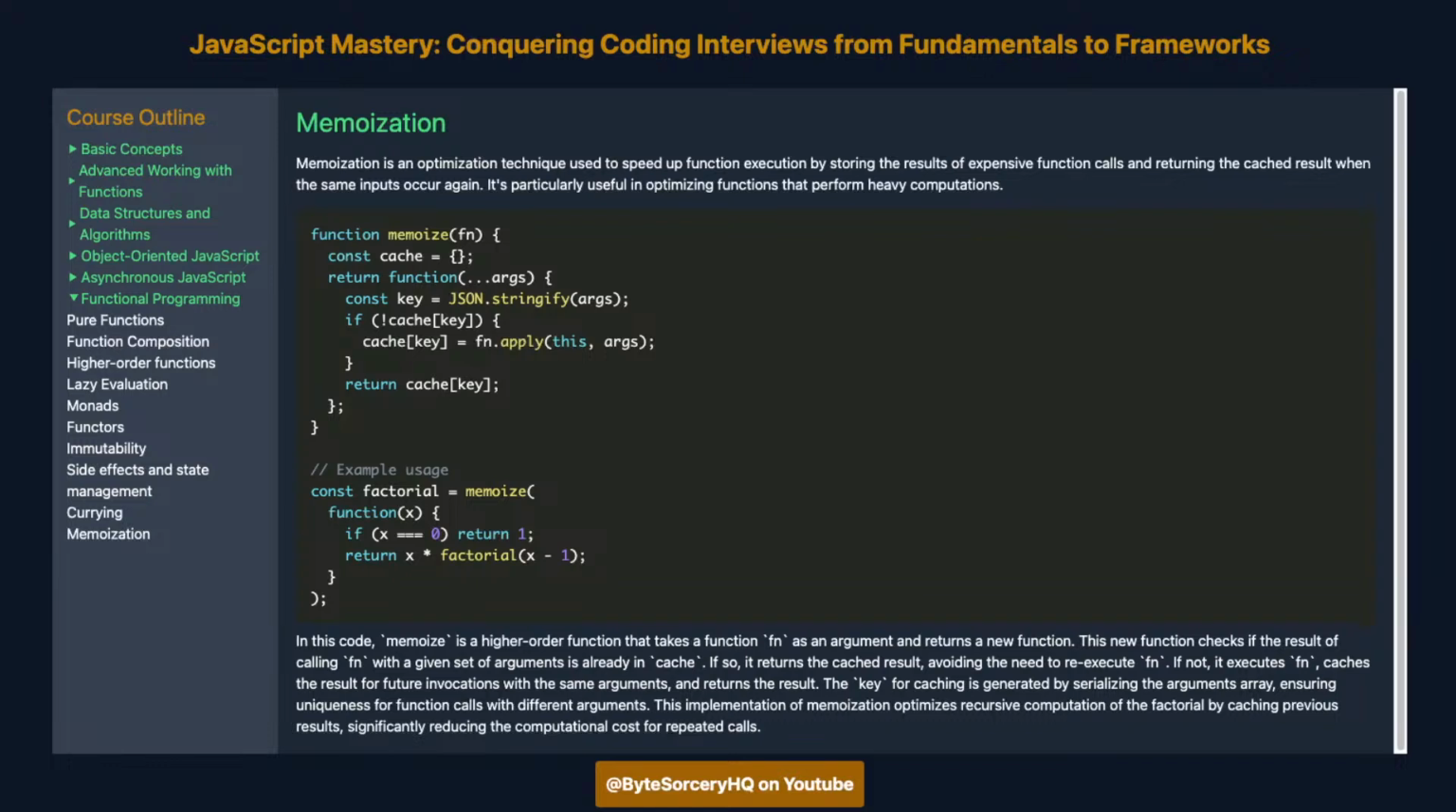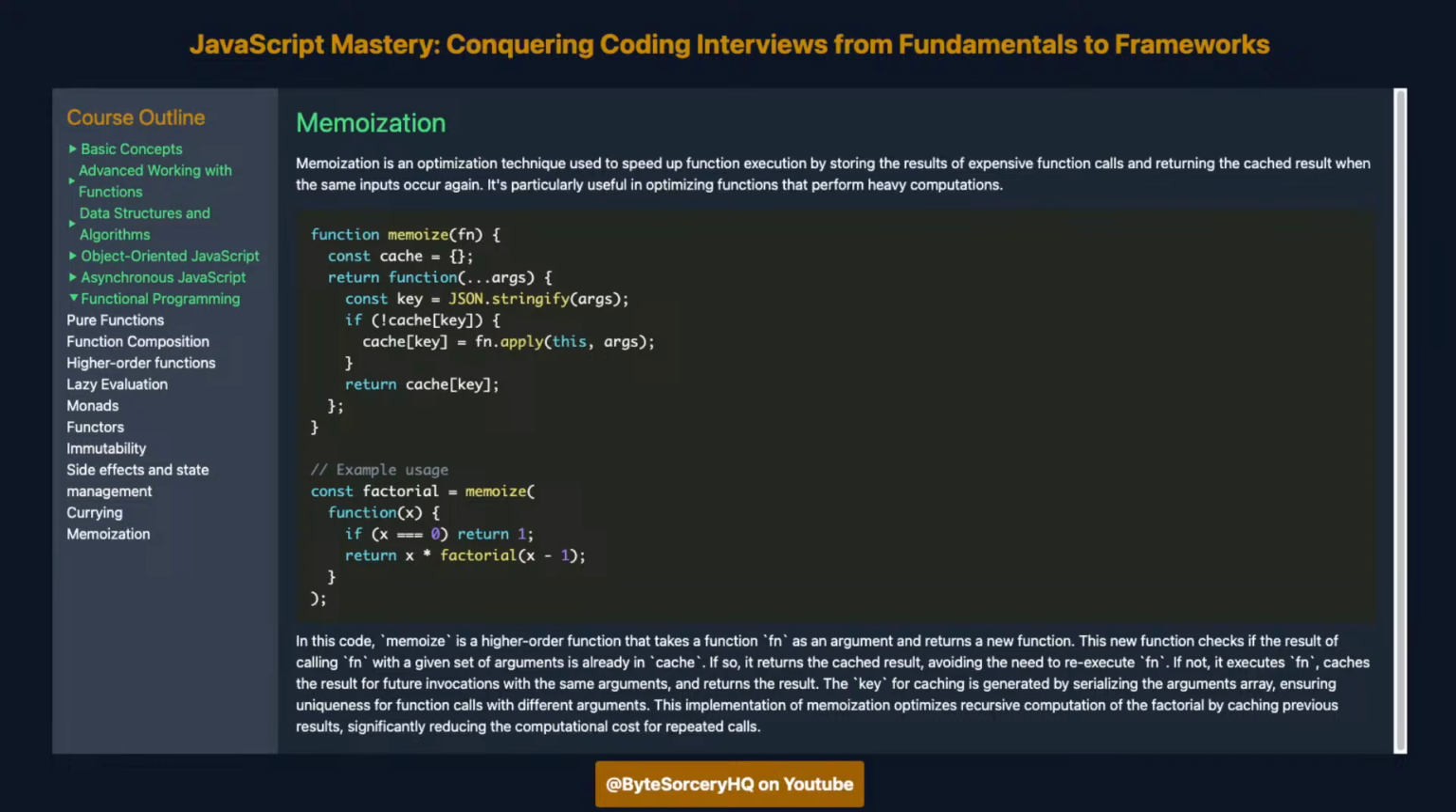In this code, memoize is a higher-order function that takes a function fn as an argument and returns a new function. This new function checks if the result of calling fn with a given set of arguments is already in the cache. If so, it returns the cached result, avoiding the need to re-execute fn. If not, it executes fn, caches the result for future invocations with the same arguments, and returns the result.